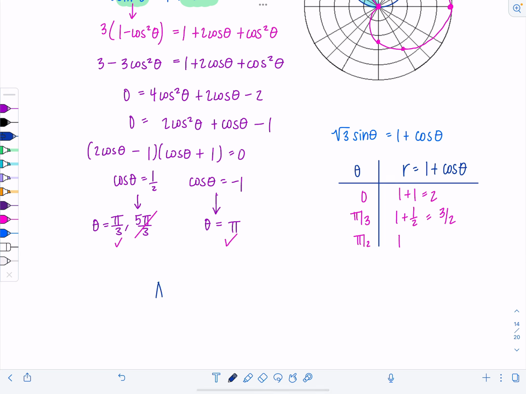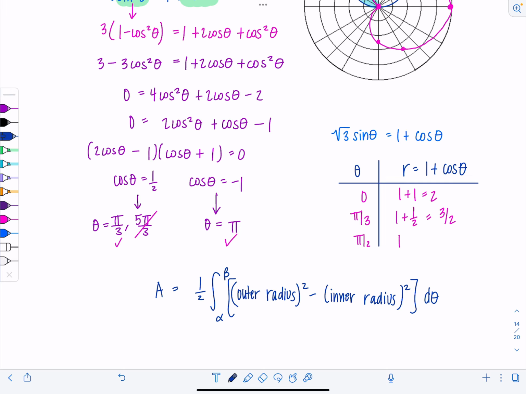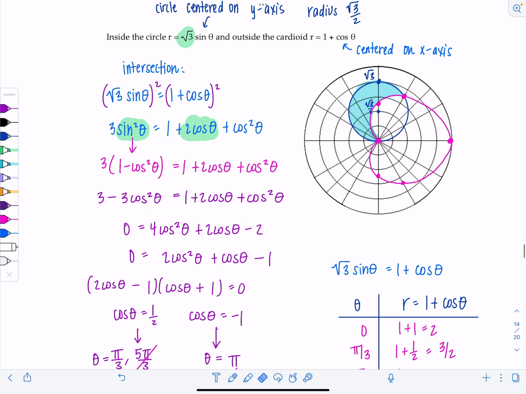So you're going to have area equals, you still do the 1/2 integral from alpha to beta, and then you have outer radius squared minus inner radius squared d theta. Okay, so how do you figure out which one's the outer radius, which one's the inner radius, and alpha and beta? I will show you. And this is a trick you're going to use in Calc 3 also.